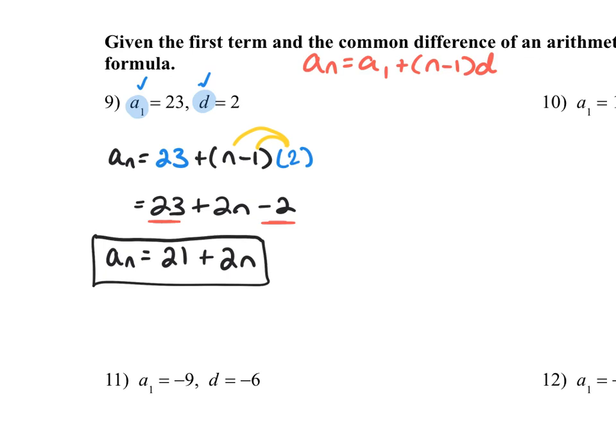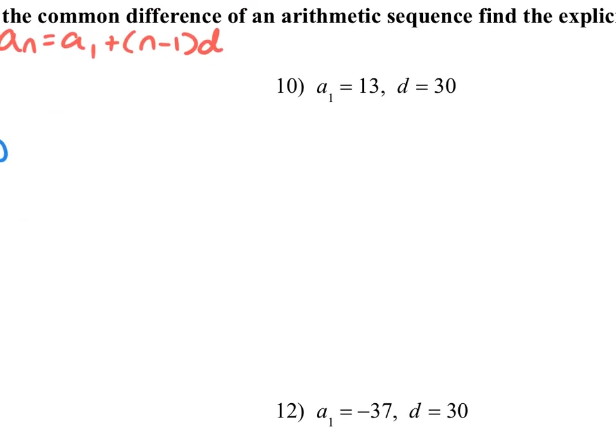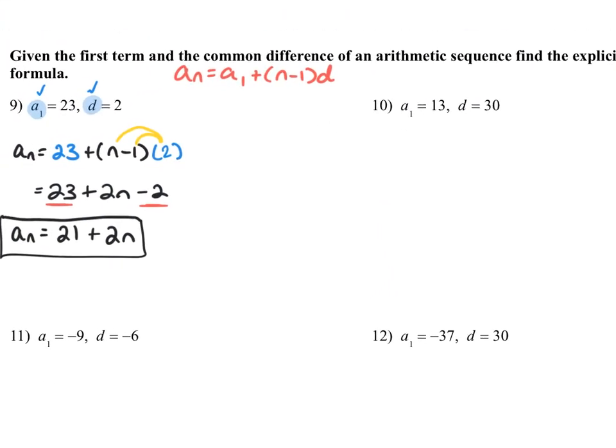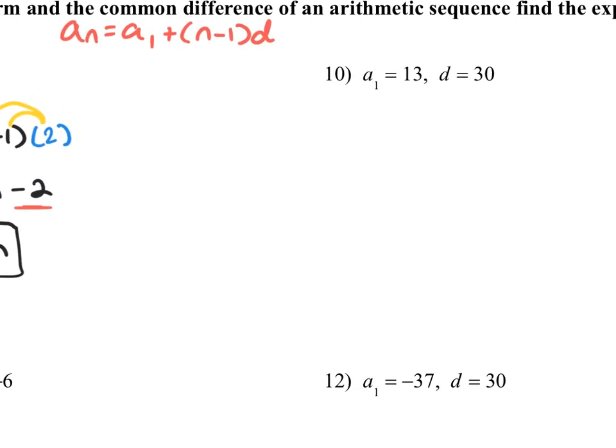What questions do we have? No questions? All right. Just because I told you I was going to do 2, I'm going to do number 10. The directions are the same. They ask you to write the explicit formula. Once again, we know we have a1 and we have our d. So we are good to go straight to it and write it out.